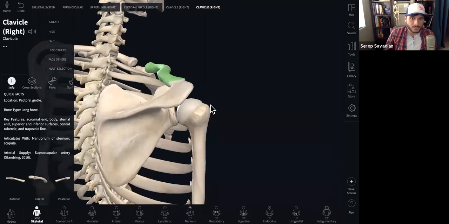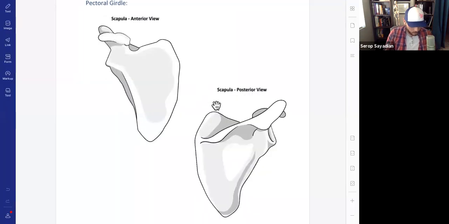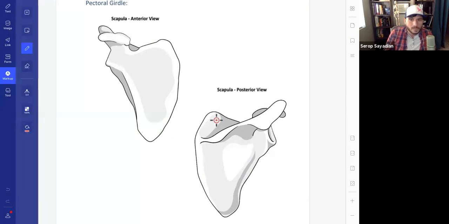All right, so let's draw those in. Mark up. Okay, so here is the spine. Here is the acromion.